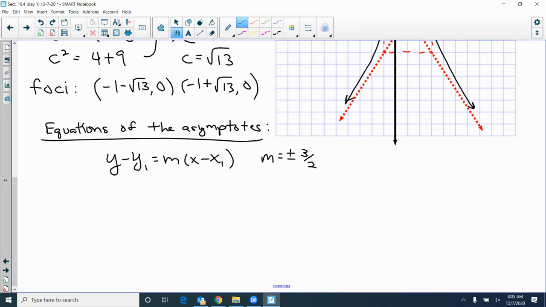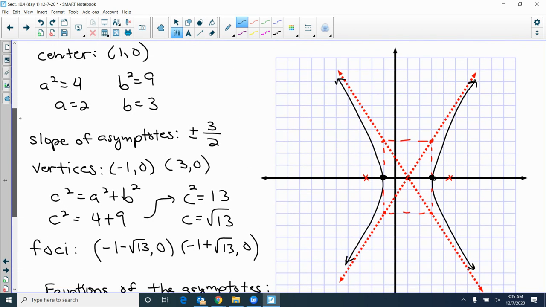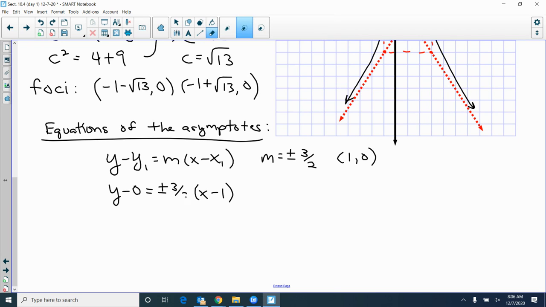Well, what point do both of those lines go through? They both go through the center. What's the coordinates of the center? It is 1, 0. So the coordinates of the center are 1, 0. So they both go through 1, 0. So I plug in 0 for y1, so it's y minus 0. M, you can go ahead and put in plus or minus 3/2 and x minus 1. Whoops, that should be 3/2, not 3/3.